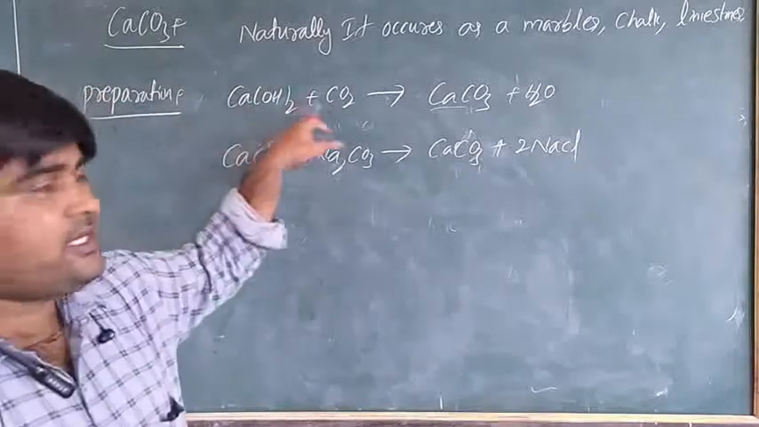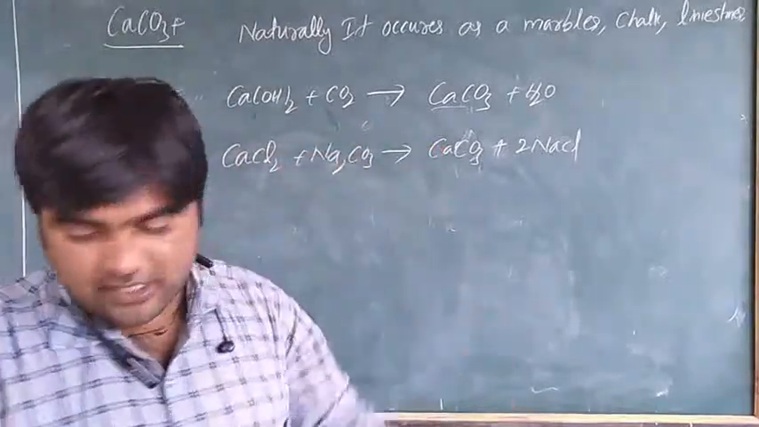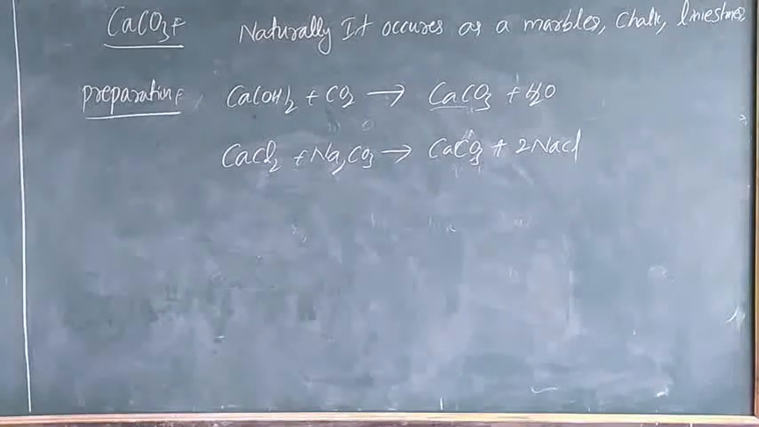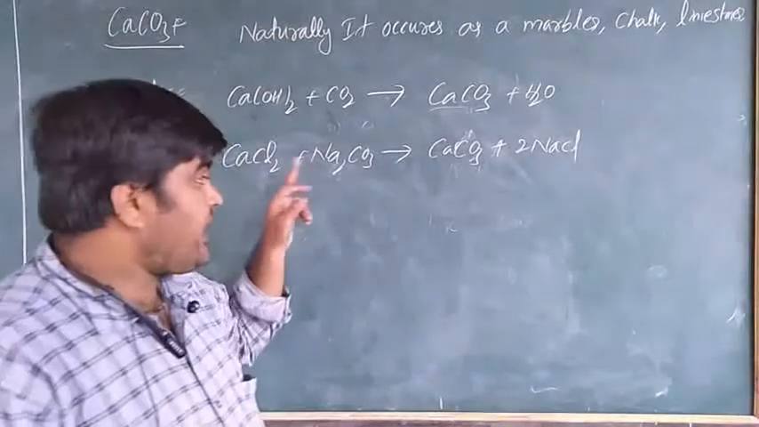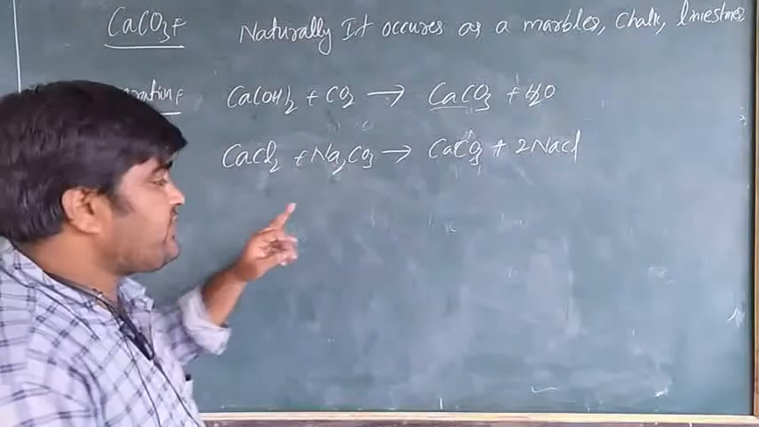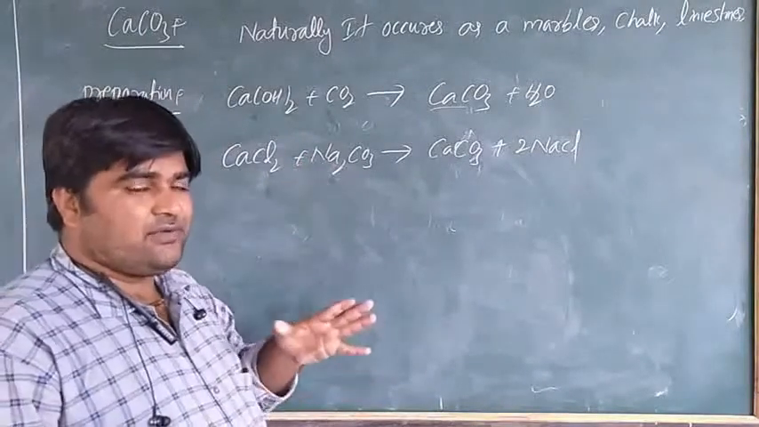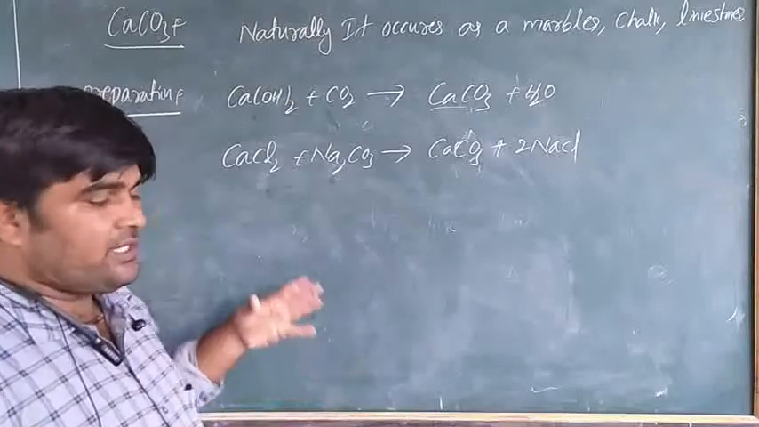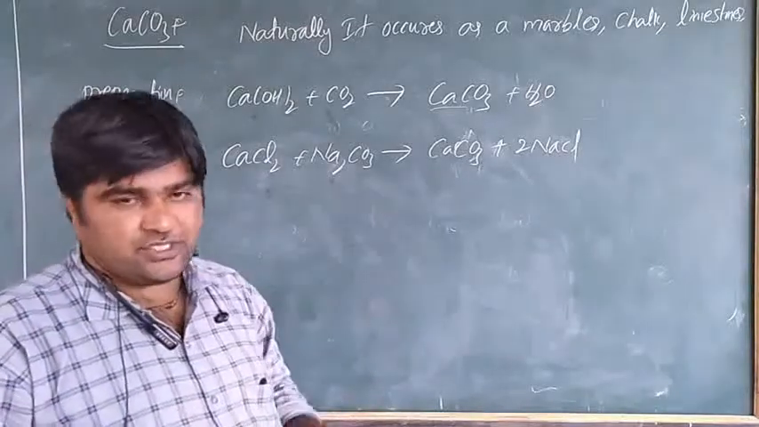Calcium hydroxide reacts with carbon dioxide to form calcium carbonate and water. Also, calcium chloride reacts with sodium carbonate. Chloride of calcium with sodium carbonate gives calcium carbonate.